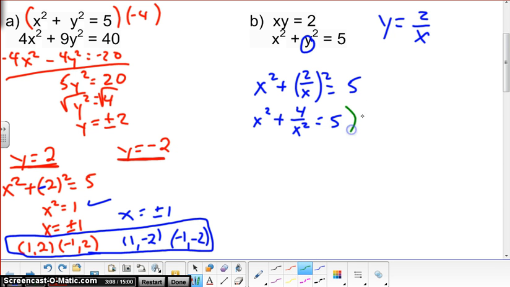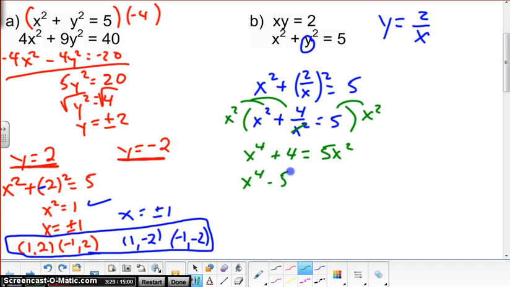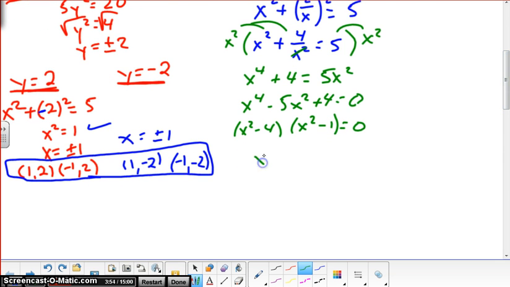In this case, let's go ahead and clear the fraction by multiplying by x squared on both sides. So we'll get x to the 4th. It'll cancel the denominator when we distribute there, so we'll get 4. And we'll bring through the x squared on the right hand side as well, subtracting over the 5x squared. So we get x to the 4th minus 5x squared plus 4, and factor that into x squared minus 4 times x squared minus 1. You can either keep going and factor that a little bit more, or you can simply set both of them equal to 0 and solve from there.